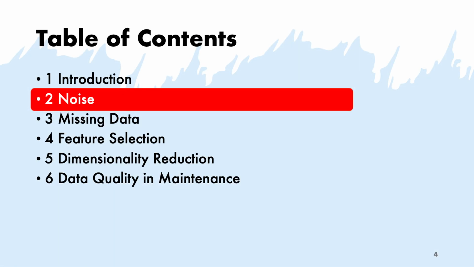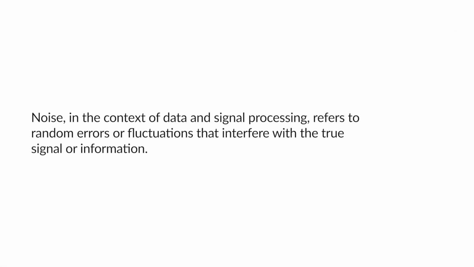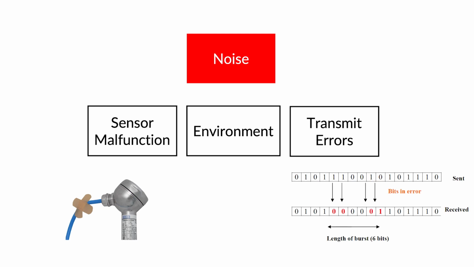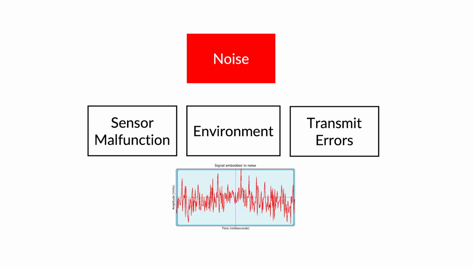Noise in the context of data in signal processing refers to random, or let's say unpredictable fluctuations that interfere with the true signal or the true information. It can arise from diverse sources such as measurement errors, transmission disturbances, or environmental interference. And importantly, it can obscure or even distort the actual data, that is, the message being conveyed.